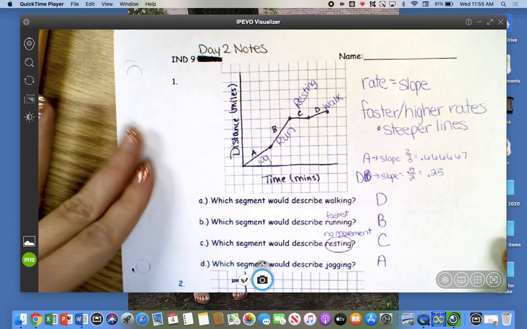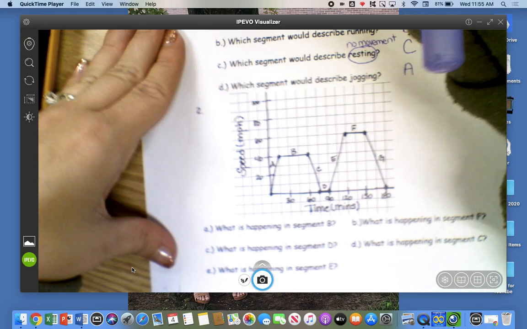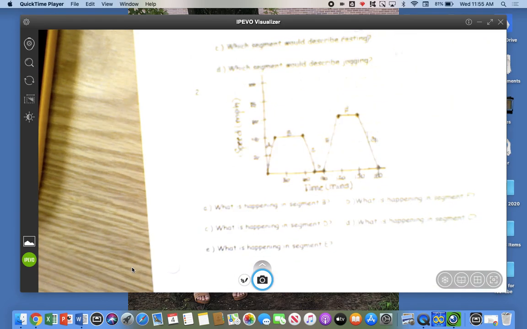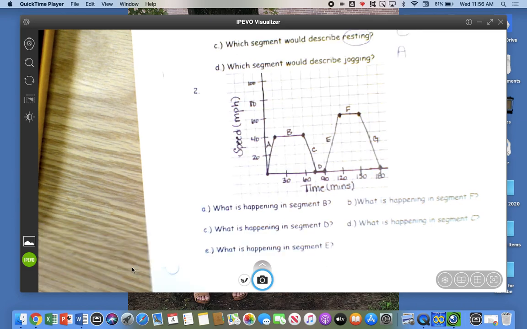All right, so we want to look at question 2. So let me move my page down. All right, so this time we are comparing speed and time, not distance. So we are comparing speed.